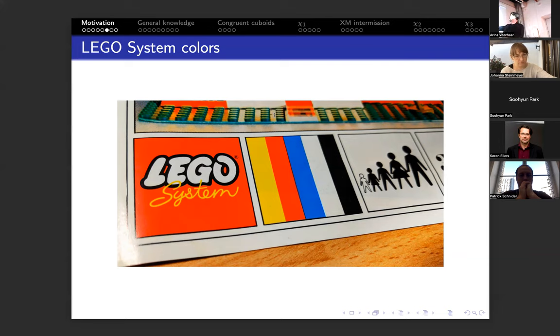The internet tells me they were probably inspired by Mondrian, the painter. But actually, I'm going to use these colors in my visualizations, like 1, 2, 3, 4, 5, and I'm going to need one more, and I'm choosing green, right? Because green is actually also quite common in the Lego buildings. But these are the five original colors, black and white, that's kind of those.